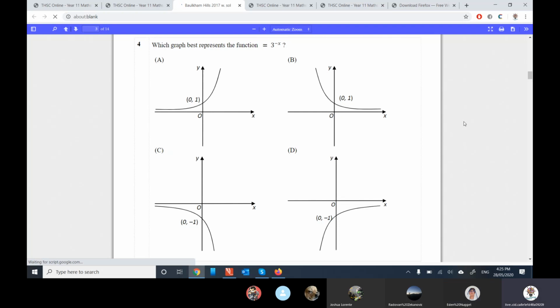Marks count. Don't take it easy. Don't just go, oh, is it A or is it B or whatever. Assume it's your actual exam. What would you do in your exam? Would you just look at it? I personally wouldn't. I would substitute some numbers, make sure it works, and really think about it.